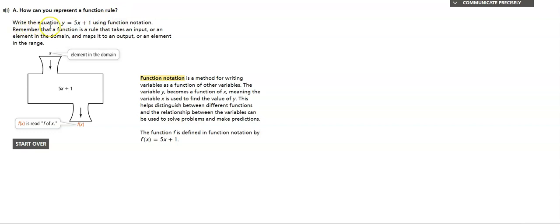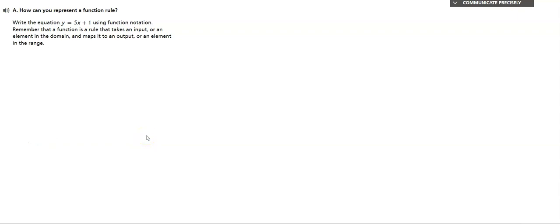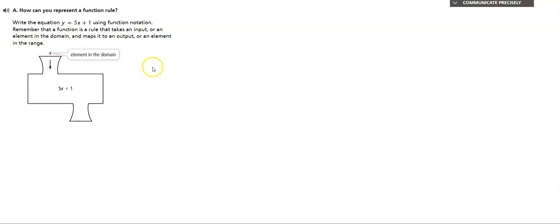So right here it says write the equation y equals 5x plus 1 using function notation. Remember that a function is a rule that takes an input or an element in the domain and maps it to an output or an element in the range. I'm going to show you this little animation here. This guy right here is a function machine. It's going to show you that you take your element here, x, and it goes into the function machine.